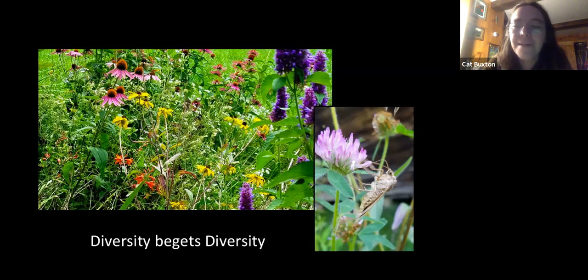A tiny fraction of 1% of those are actually agricultural pests. So having diverse gardens with lots of different plants of different shapes and sizes and different bloom times, as much different as you can, just like nature shows us how to do. Diversity begets diversity. This is a red clover.